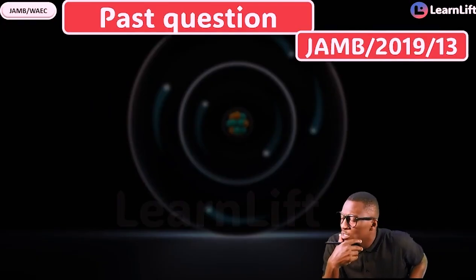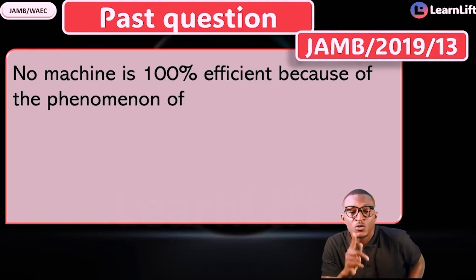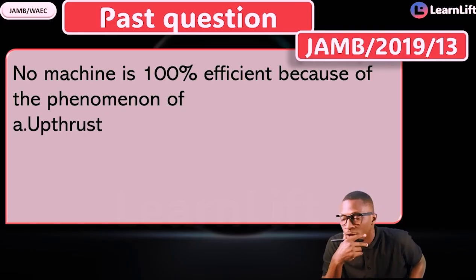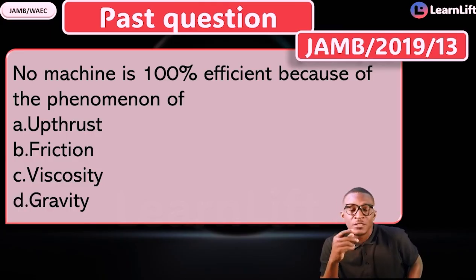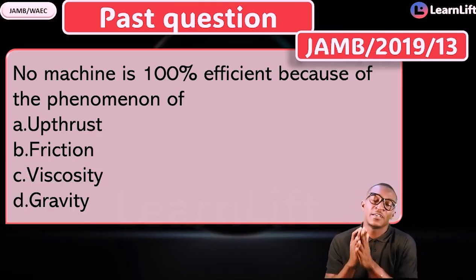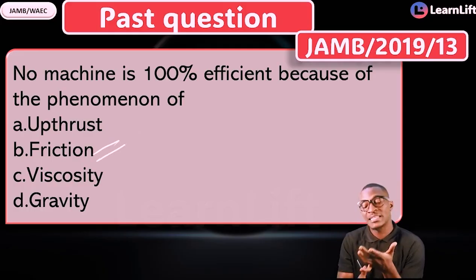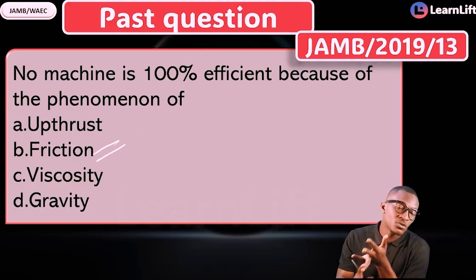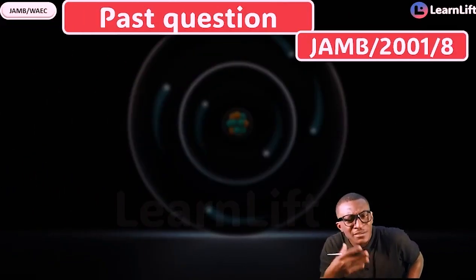JAMB 2019 question 13. The question said that no machine is 100% efficient because of the phenomenon of option A, thrust, B, friction, C, viscosity, and D, gravity. Why? No machine is 100% efficient because of what? Of friction. Because we say friction affects mechanical advantage, work output, efficiency, right? So making option B become the answer. Are you seeing past questions?